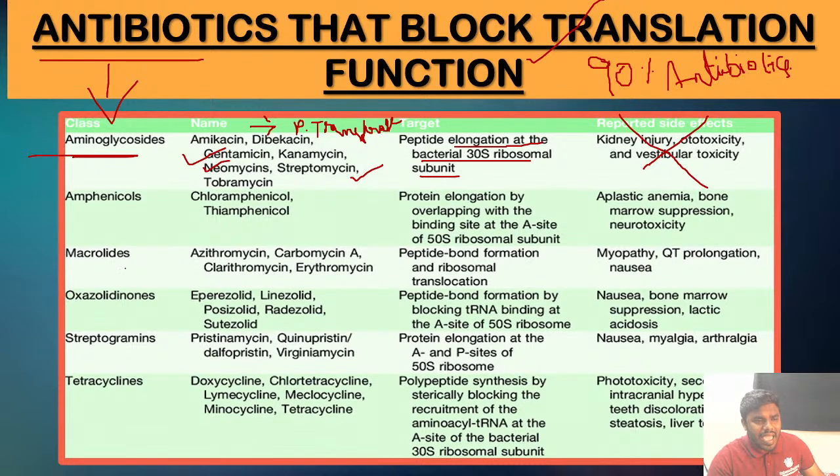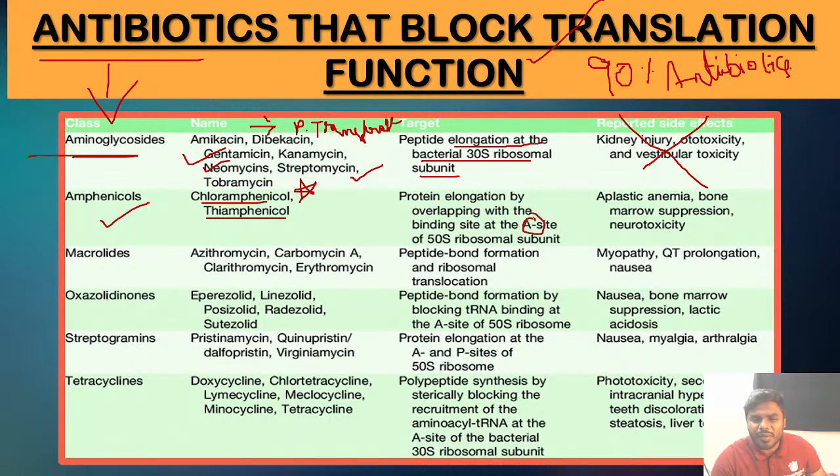Next, friends, amphenicols. The best examples of the amphenicols are chloramphenicol and thiamphenicol. Chloramphenicol and thiamphenicol are broad spectrum antibiotics, friends. Chloramphenicol is already asked in the exam. Their function is the same: they also block the peptidyl transferase enzyme, and at the same time, friends, chloramphenicol binds to the A site.